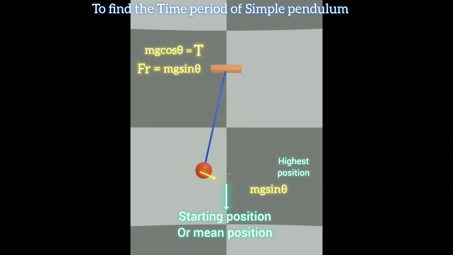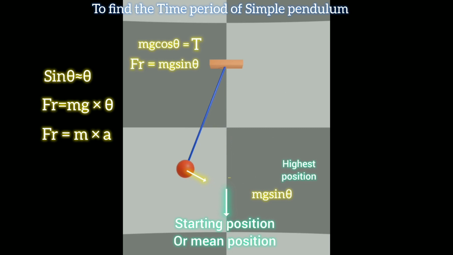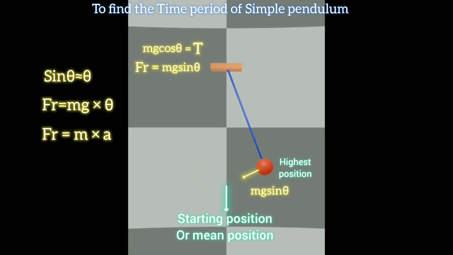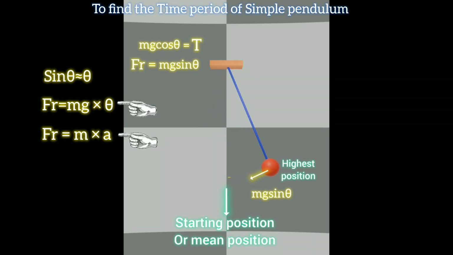The pendulum's swing is small, so we can simplify the math. Sin theta is equal to theta. Restoring force equals mg times theta. Using Newton's laws, we get restoring force equals m times a. Therefore, equating the right-hand side, m times a equals mg times theta.